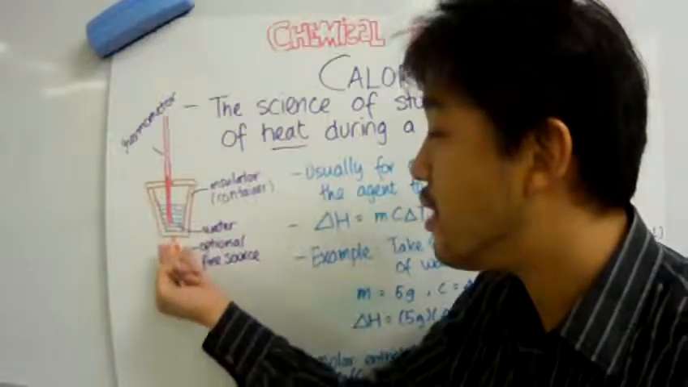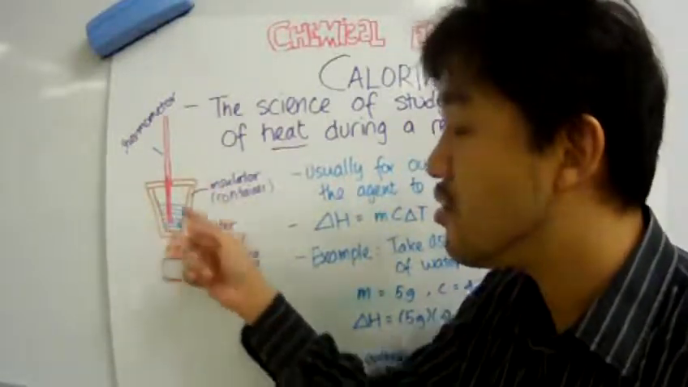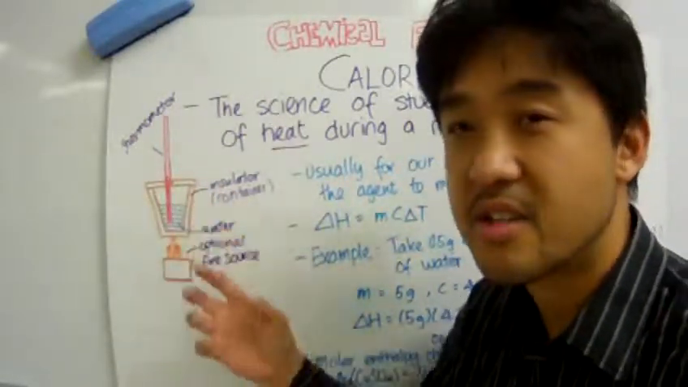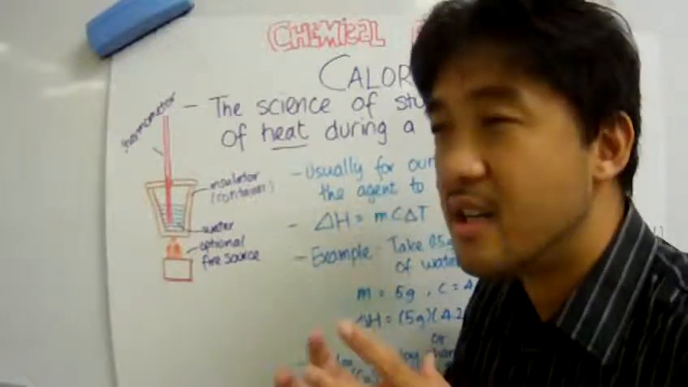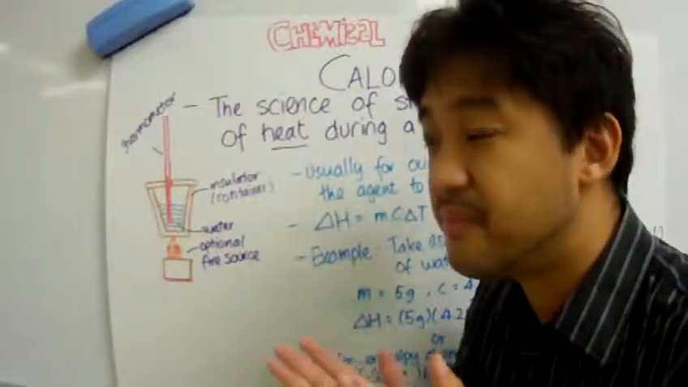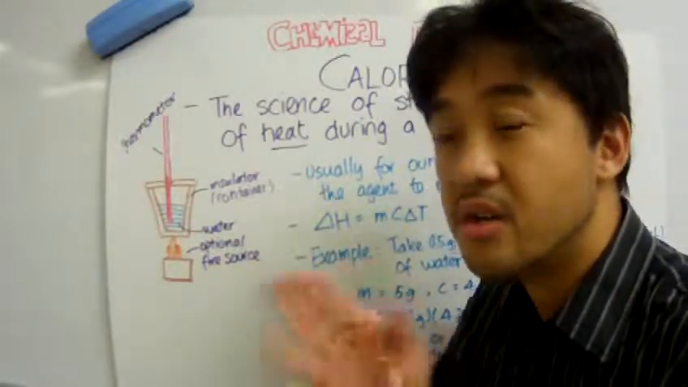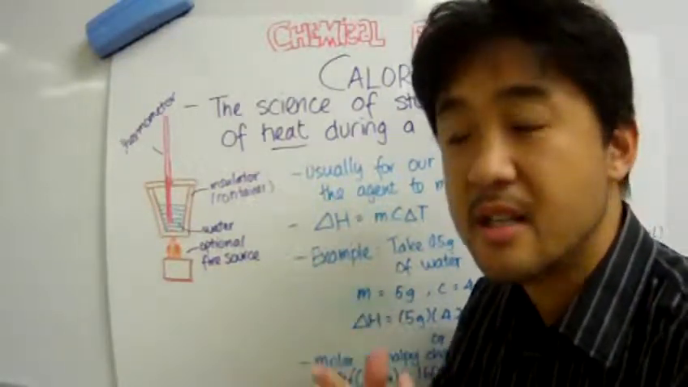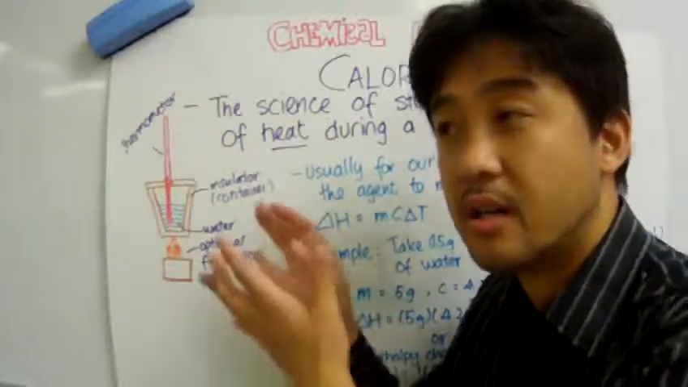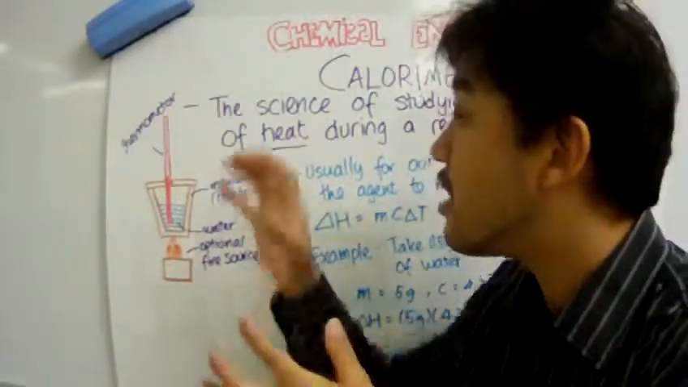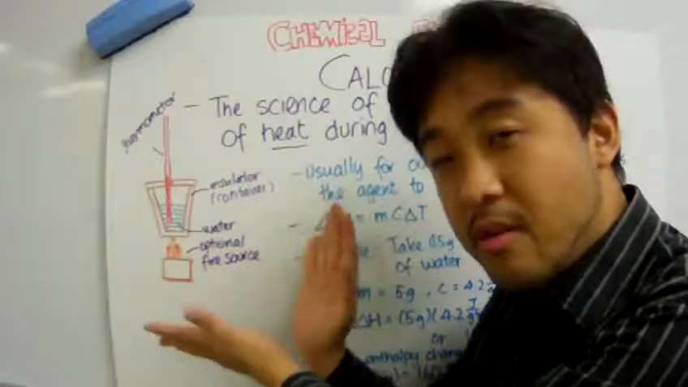But if you have an optional fire source, you can't really use an insulator as your container, because insulators do not transfer heat well. So you need a good heat conductor as your container, for example, a copper container. So there you go, a basic setup of a calorimeter.